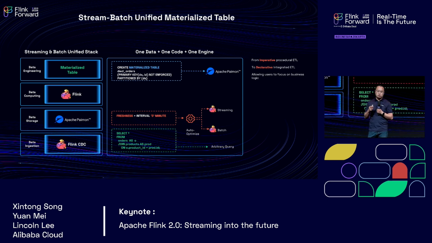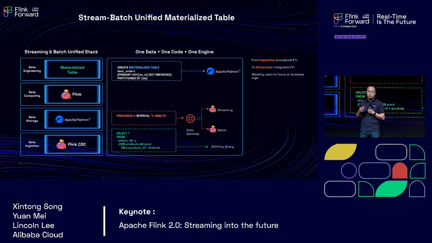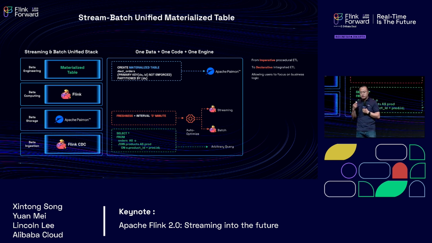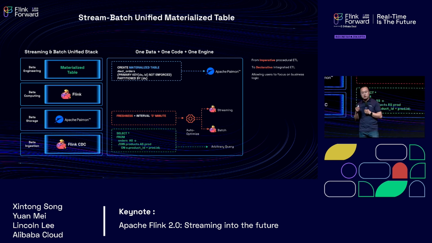To address these issues, we have introduced the new materialized table. Here, in the center, we have a simple script to create a materialized table. It consists of three main parts. The first is the create materialized table object. Then a Paimon table will be created under the Paimon catalog. The second is the data freshness.